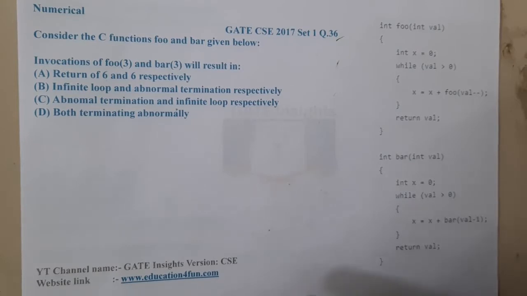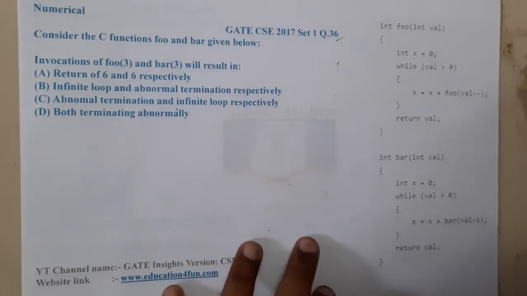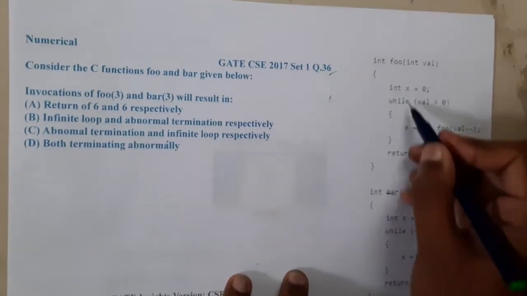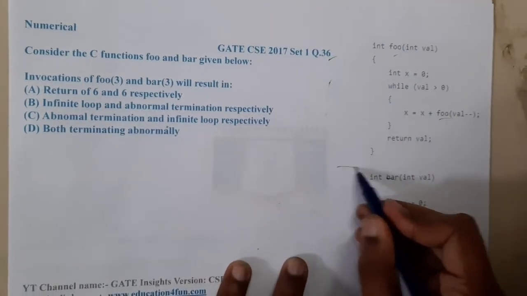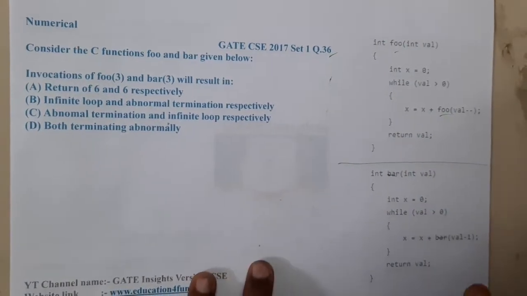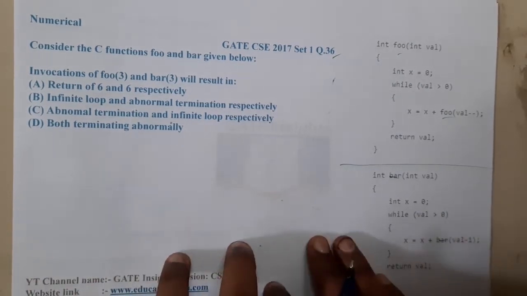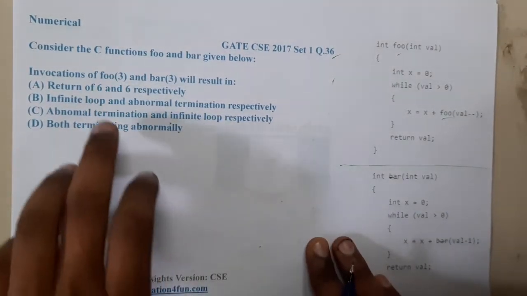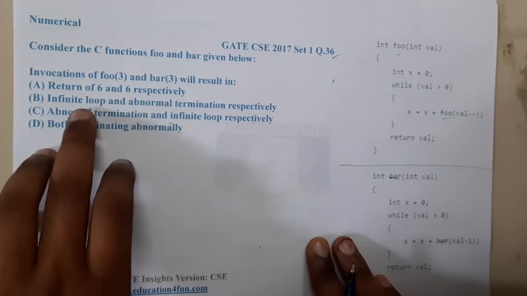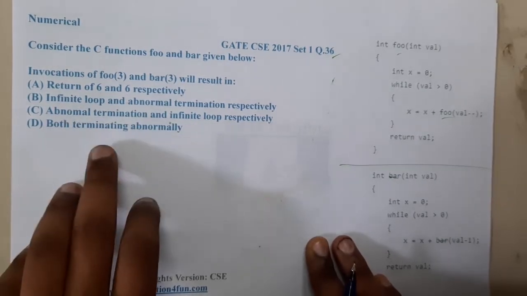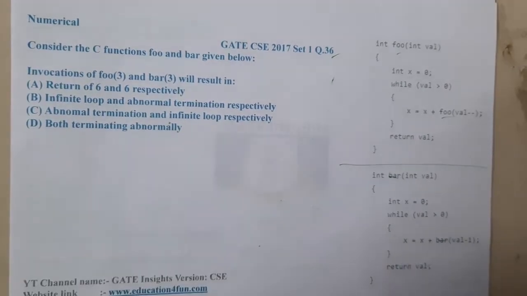These two are independent functions. Inside bar we are calling bar, and inside foo we are calling foo, so those are two independent functions in simple words. Let us understand the code now, first the foo value. One option says 6, one option says infinite, one option says abnormal, and two options say abnormal termination.